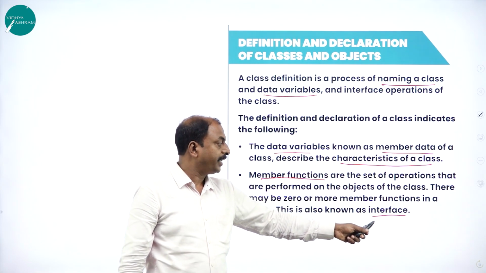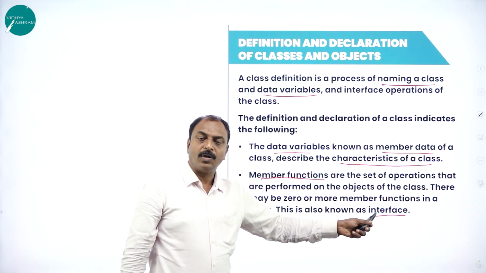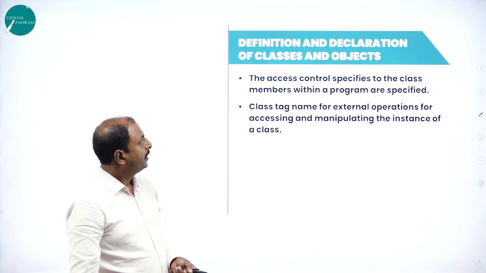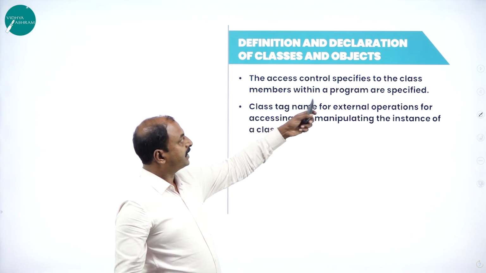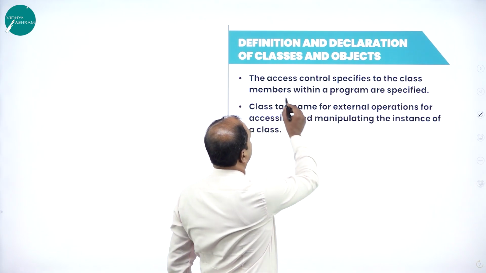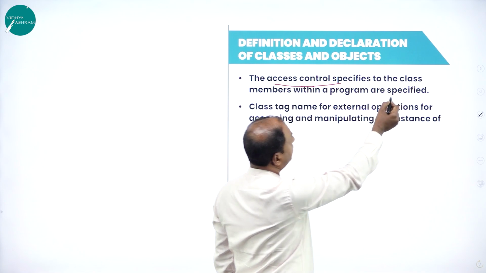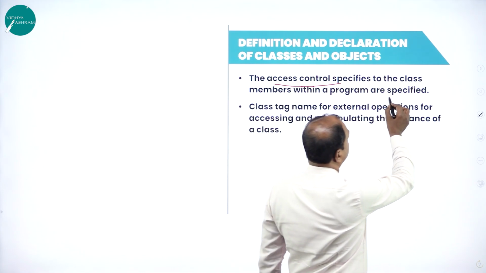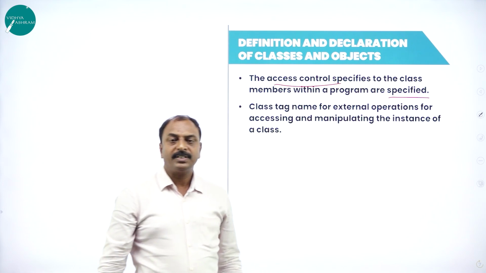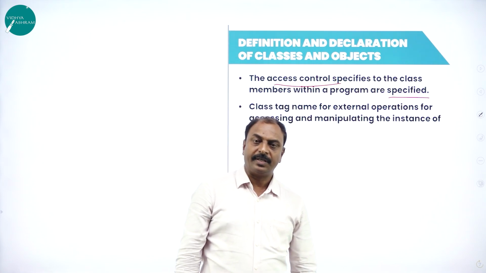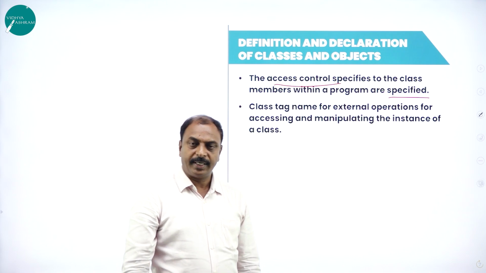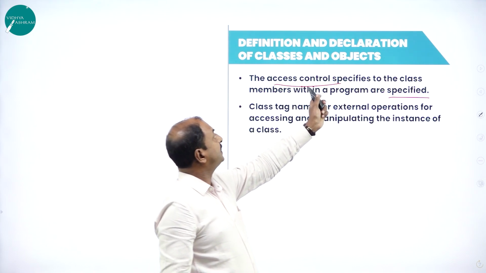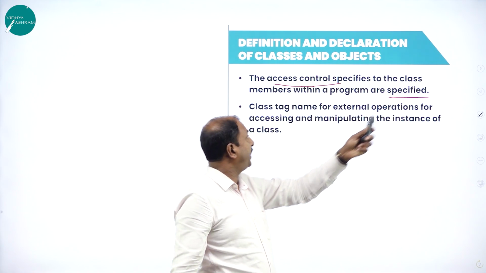It is going to connect the data along with the functions. So this is an interface. Now, the access control specifiers. The access control specifiers for the class members within a program are specified. Once the data and member functions are declared in the class, those data and member functions can be restricted, or access control can be specified.